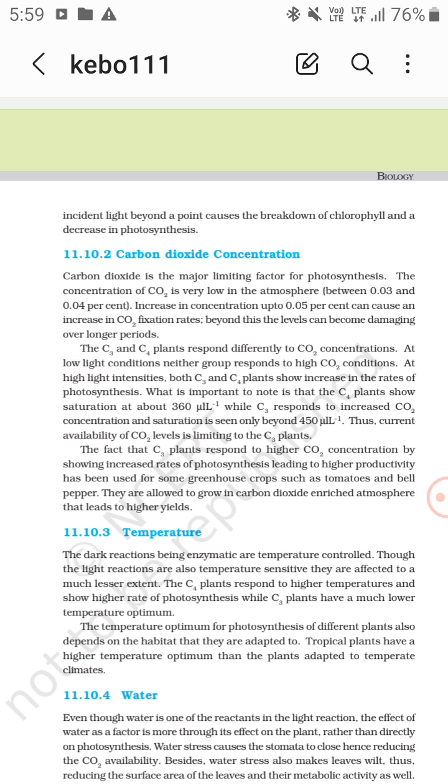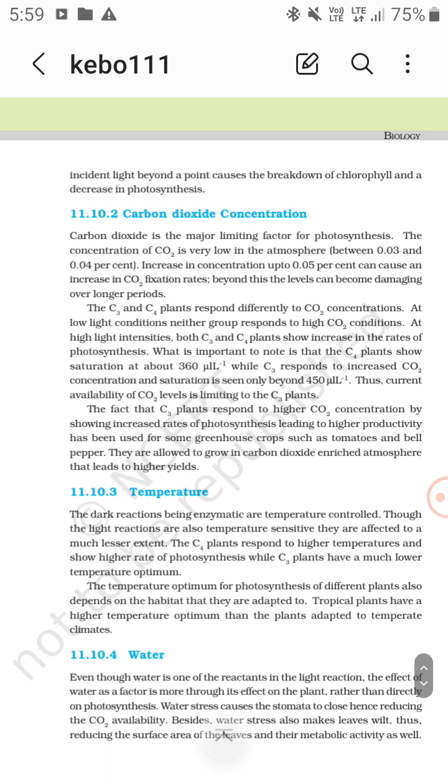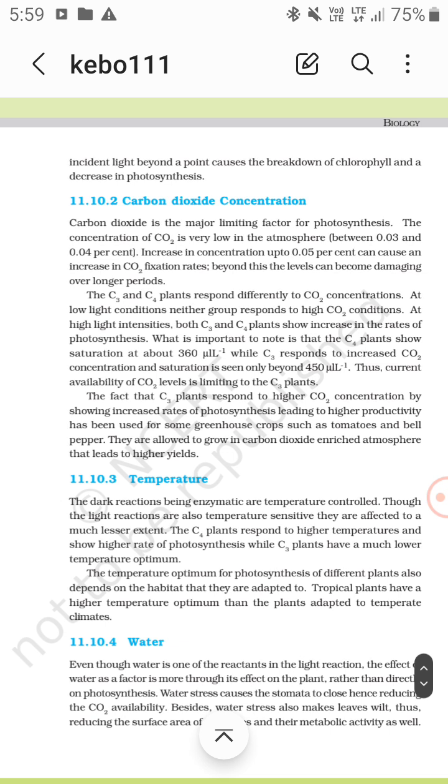Okay, and C3 plants respond to higher CO2 concentration by showing increased rates of photosynthesis, leading to higher productivity in some greenhouse crops such as tomatoes and bell pepper also. So C3 and C4 plants, this is it.